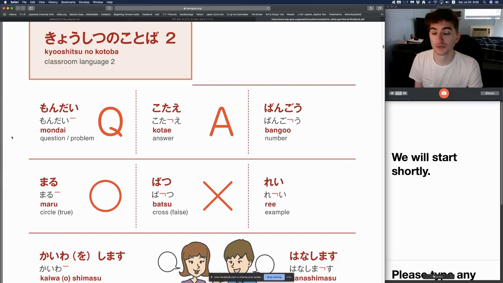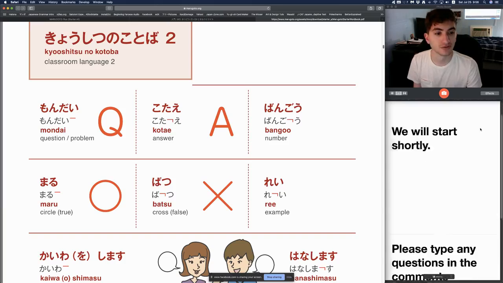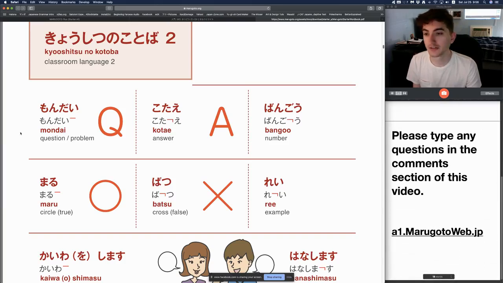All right, here's some common words you will hear or see in the classroom. 問題, and you can feel free to repeat after me as I say each of these words. 問題, okay? This means a question, a problem. 問題, yeah, question or problem. And the answer to that 問題 is 答え. 答え. The answer, right?